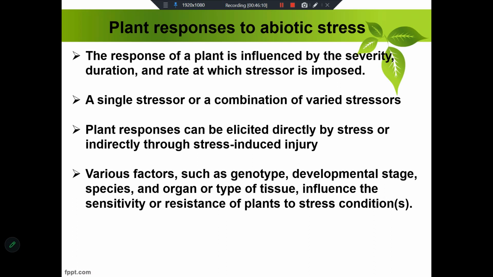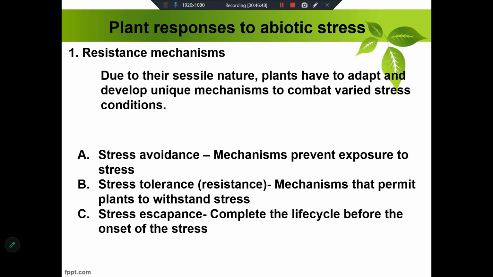And also when plants are responding, their genotype, their developmental stage, like whether it is a seedling, sapling, or a mature plant, and also the species or the organ or tissue, whether it is a very soft tissue or a hard tissue, everything will determine whether the plant or the tissue will be sensitive or resistant to those stress conditions. So that is how plants respond. There are various ways plants respond to abiotic stress conditions.